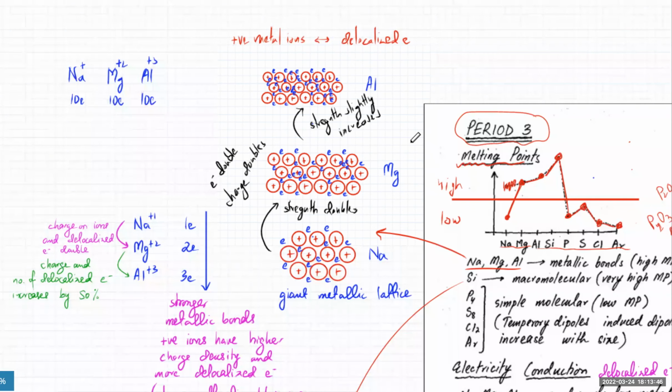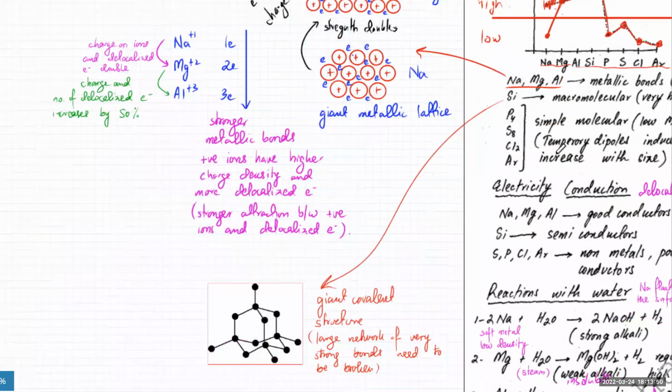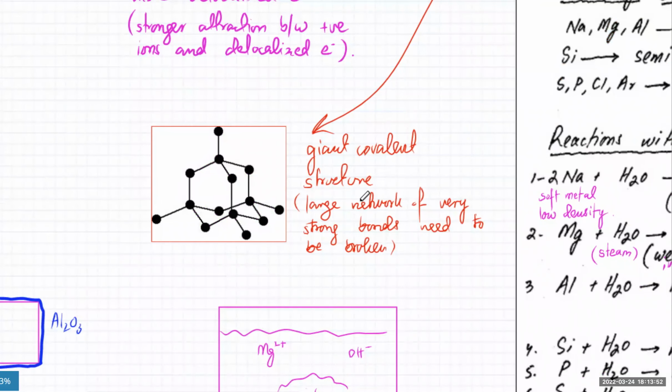Achha, then you move to silicon. Silicon is right over here. It's at the top. What's wrong with silicon? Silicon has a giant covalent structure. So it's got a large network of very strong bonds. It's a big giant structure, just like diamond. So obviously it's a very strong covalent molecule structure, macromolecular structure.